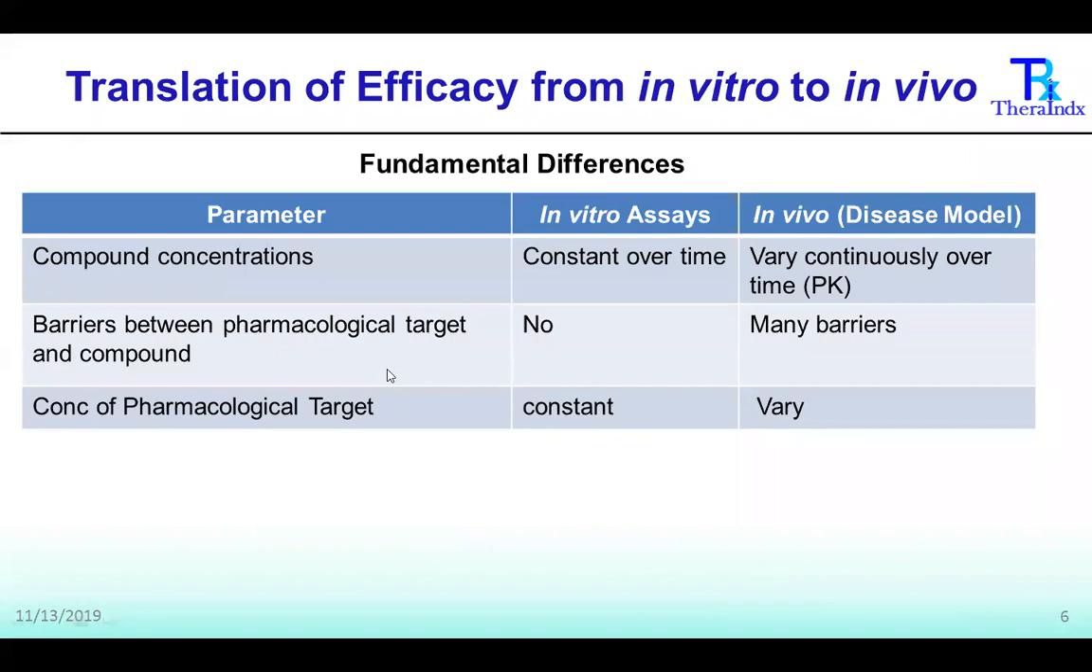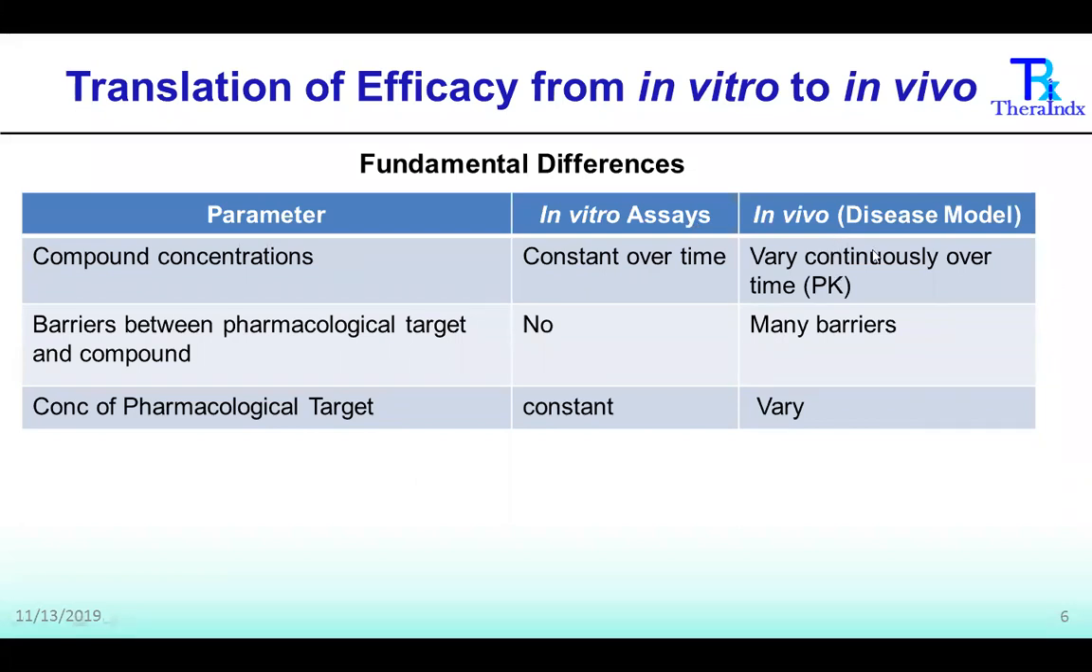Before one goes to understanding the proof of concept, I would like to point out some major factors that determine the outcome of proof of concept studies. The fundamental differences are shown here. One of the most important parameters or differences, one could put it, is the compound concentration. In in vitro assays, they remain constant.